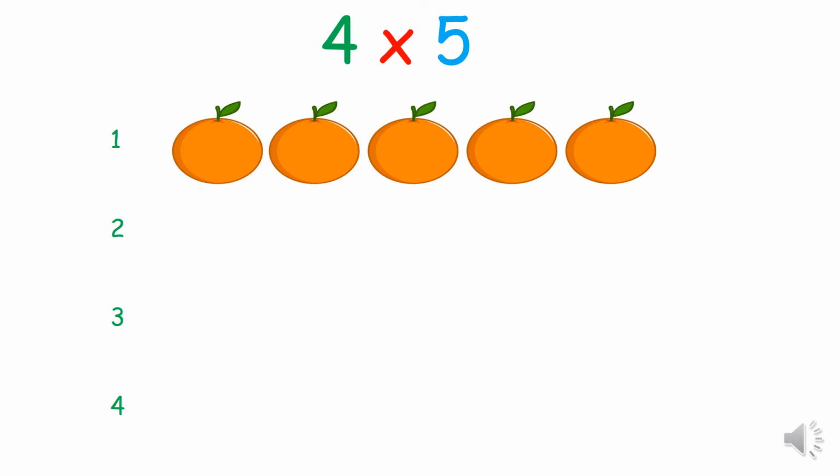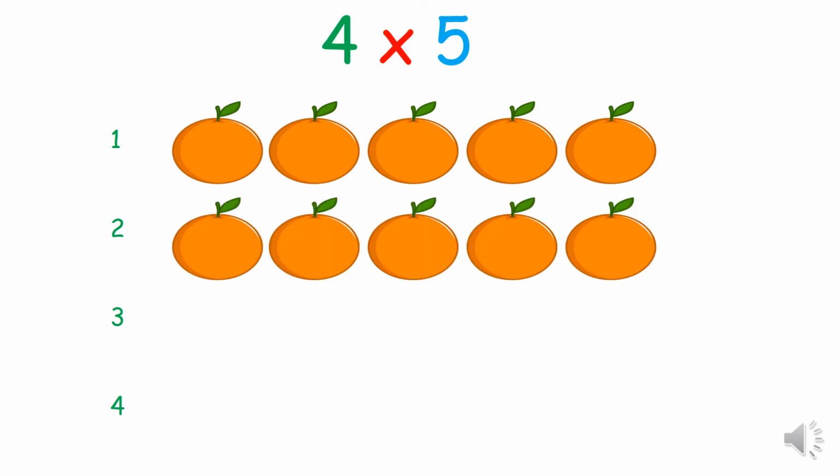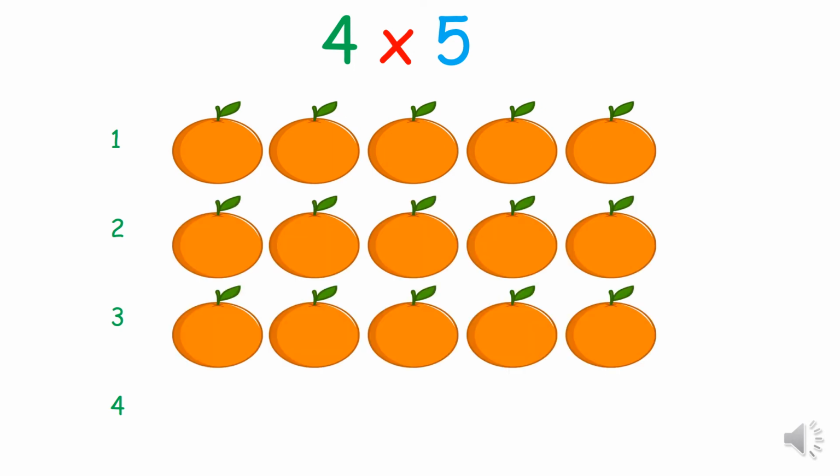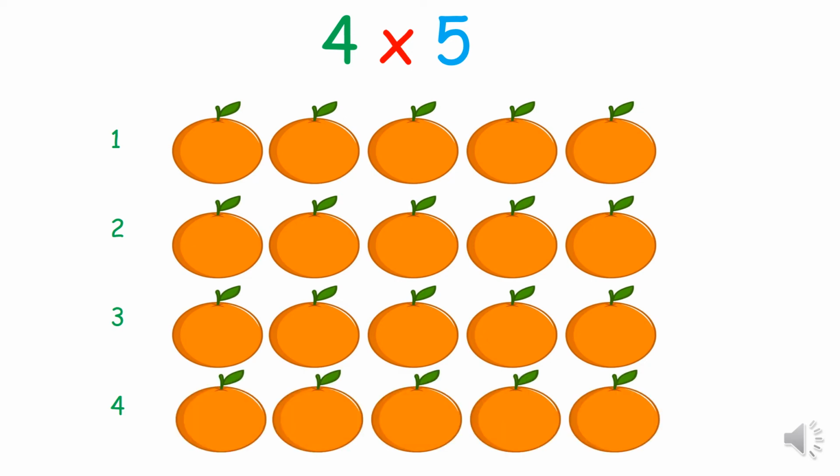1 equal group of 5. 2 equal groups of 5. 3 equal groups of 5. 4 equal groups of 5. We've organised our array. And we can write our repeated addition number sentence now. 5 plus 5 plus 5 plus 5. Now we can count them in fives to work out our answer. 5, 10, 15, 20. 20 is our answer, 20 is our product. So my whole number sentence now says 4 times 5 equals 20.